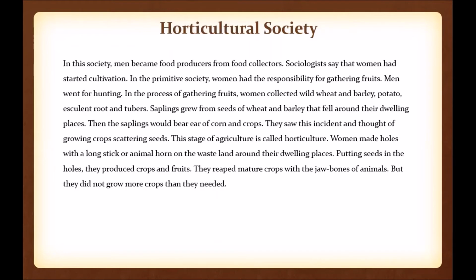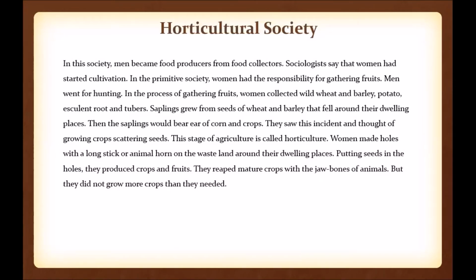tubers. Saplings grew from seeds of wheat and barley that fell around their dwelling places. Then the saplings would bear ear of corn and crops. They saw this incident and thought of growing crops scattering seeds. This stage of agriculture is called horticulture. So horticulture actually sounds like agriculture, and it is a part of agriculture because this is the primary or initial stage of agriculture, and that's why this stage of agriculture is called horticulture.